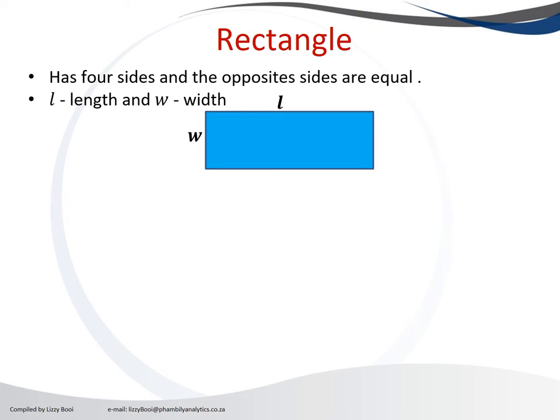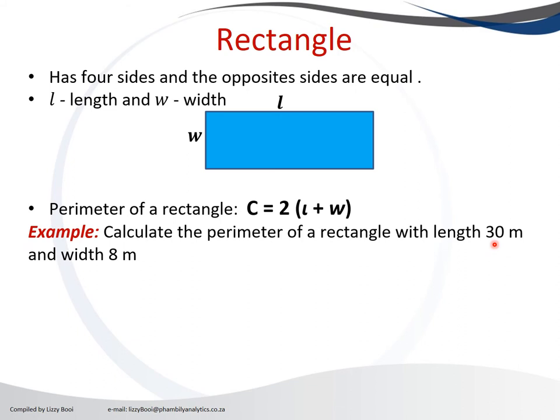So it means we're going to add all the sides. On this one, you must remember that this length is equal to this length, this side. This width is equal to this width, this side. To calculate the perimeter of a rectangle, we use the formula C equals 2 times L plus 2 times W, because there are two lengths and there are two widths.